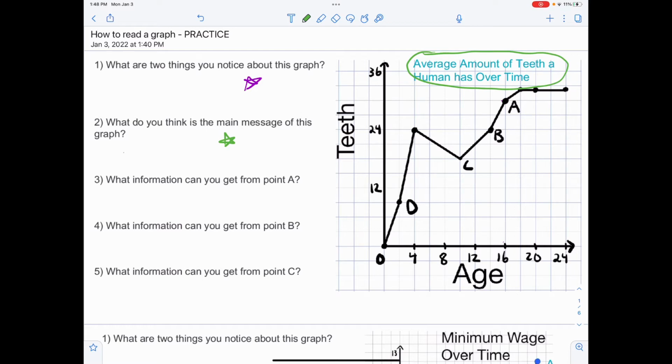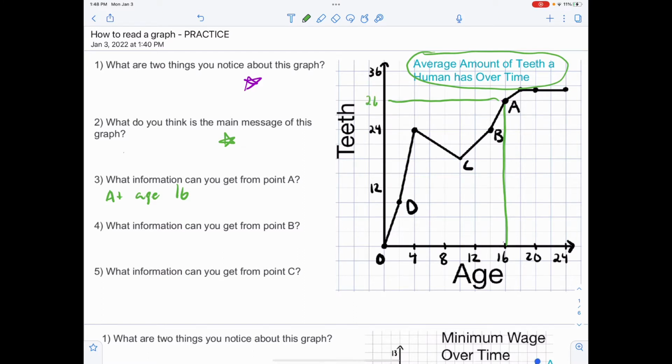Okay, now we get into the nice stuff here, the stuff we're really going to focus on today, questions 3, 4, and 5. So question 3 says, what information can you get from point A? Well, if you look at point A, if you follow it down to the x-axis here, you see that A is on age 16. So you can say that at age 16, well, let's see how many teeth they have on average. Ooh, if we go over, we don't know what that is.